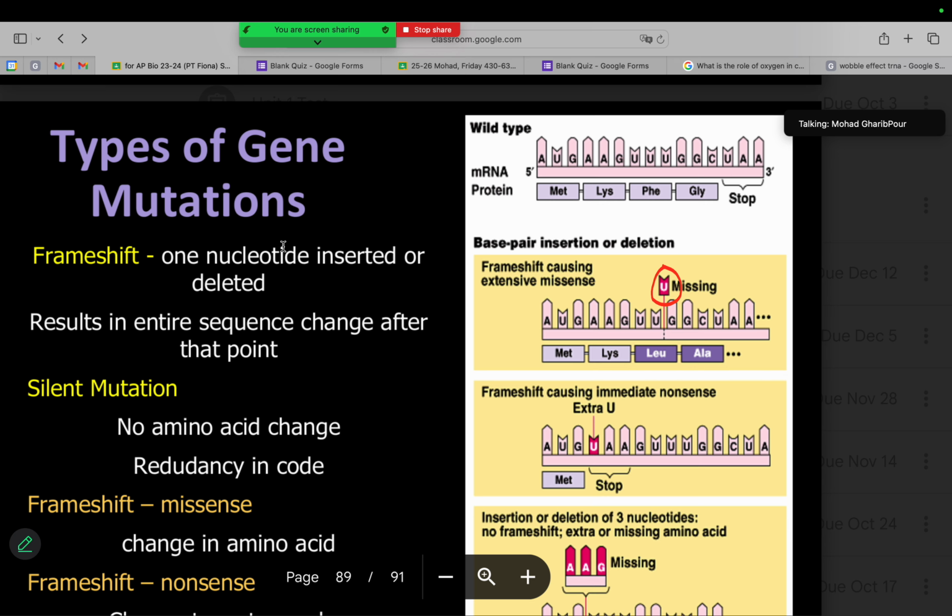Once you remove the U, instead of U being here, and then G, C, and so forth being there, you've removed the U. This was supposed to be U, coding for phenylalanine. You've removed it, so now what's the result here? The result is UUG, which actually codes for leucine and not phenylalanine.